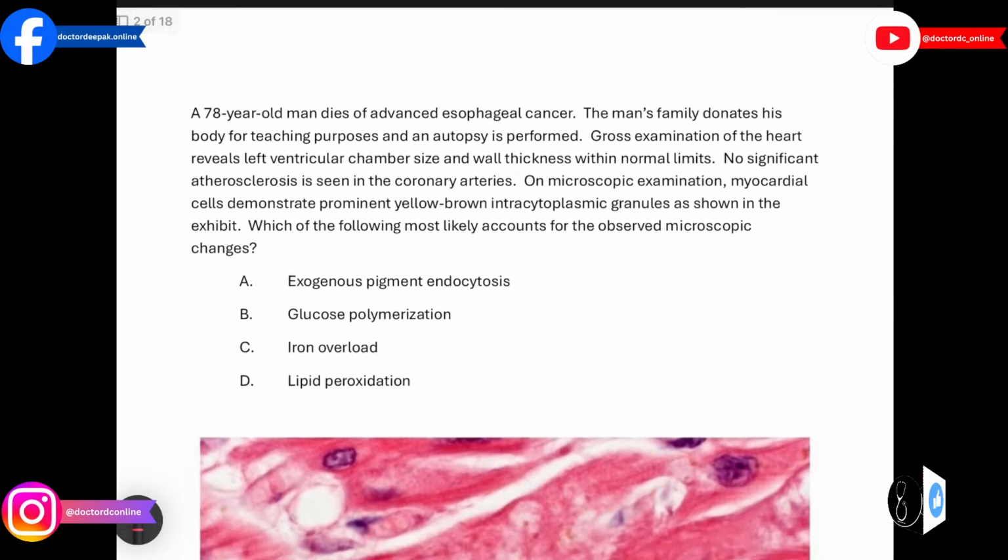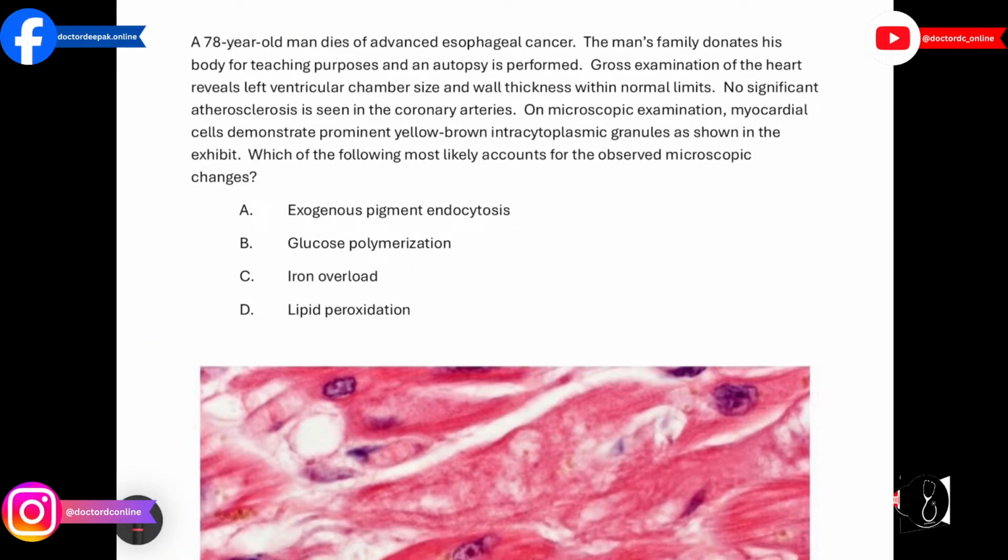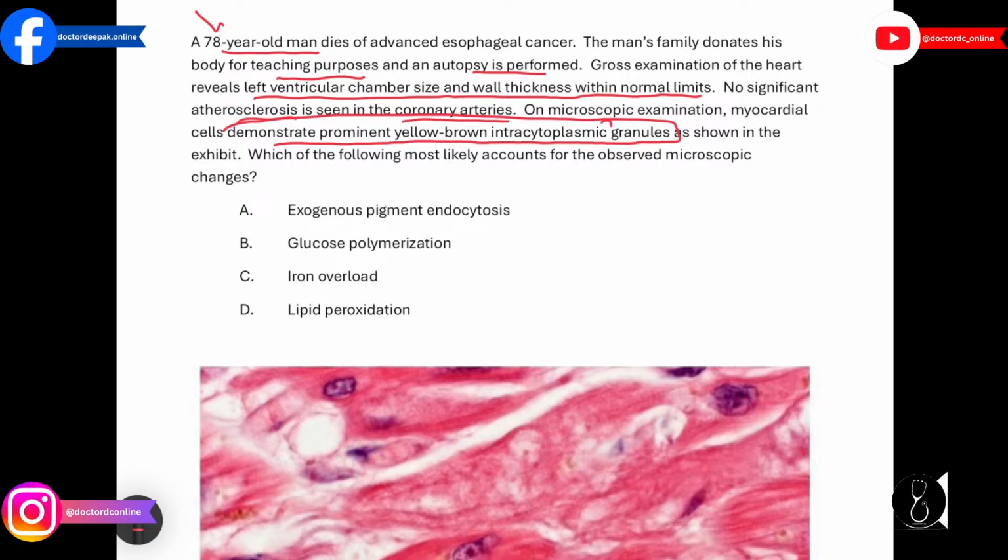If we move to the next question: a 78-year-old man dies of advanced esophageal cancer. The man's family donates his body for teaching purposes and an autopsy is performed. Gross examination of the heart reveals left ventricular chamber size and wall thickness within normal limits. Non-significant atherosclerosis is seen in the coronary arteries. On microscopic examination, myocardial cells demonstrate prominent yellow-brown intracytoplasmic granules, as shown in the exhibit. Which of the following most likely accounts for the observed microscopic changes?